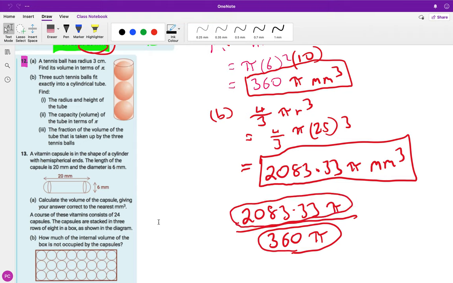We divide that in. Remember, if you divide pi into pi, it cancels out. So what we're going to get is 5.786. So somewhere around 6 cylinders.